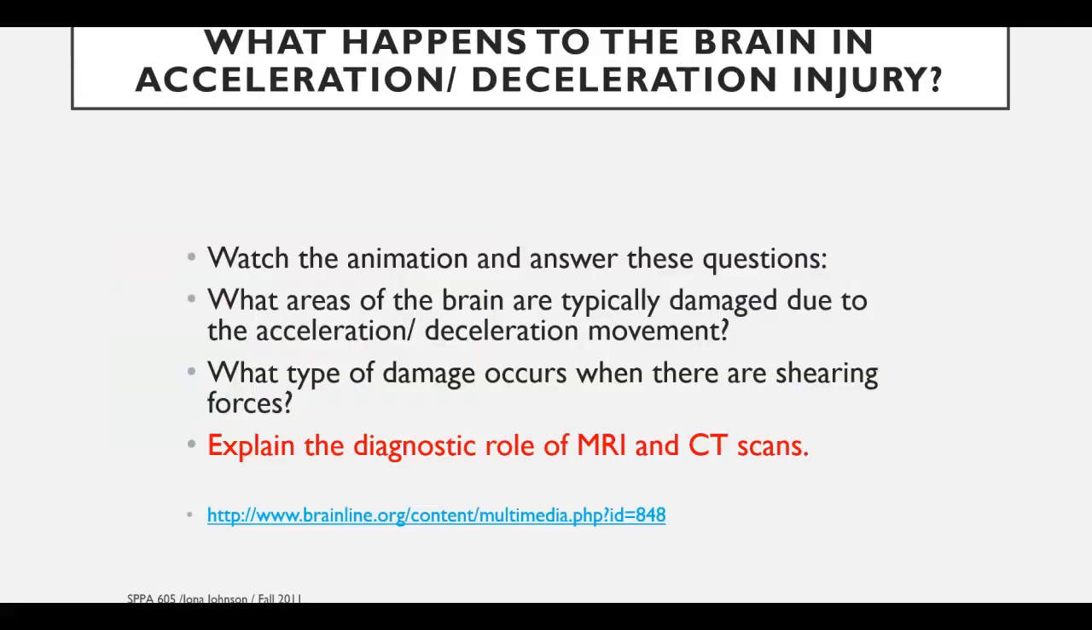There's an animation that occurs in this slide, and in this one, we want you to watch the animation and then answer some questions. You're going to see an animation that represents acceleration, deceleration, movement, and injury. And so these are the questions that we want you to consider. So take notes as you watch this animation. And really important, you see in red, it says explain the diagnostic role of MRI and CT scan. So make sure that you do that.